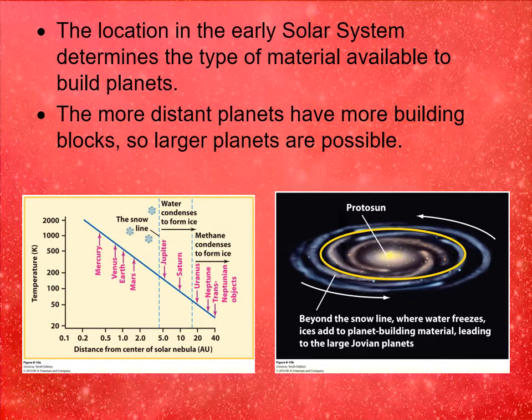oxygen mixed with hydrogen makes water. Well, water is not stable close to the protostar, which is hot. But if you get far enough away, then water is going to be solid. And so if water is going to be solid, that means that your chondrites can be icy objects. That means you get more stuff to build things with. That would allow you to build even bigger planets.